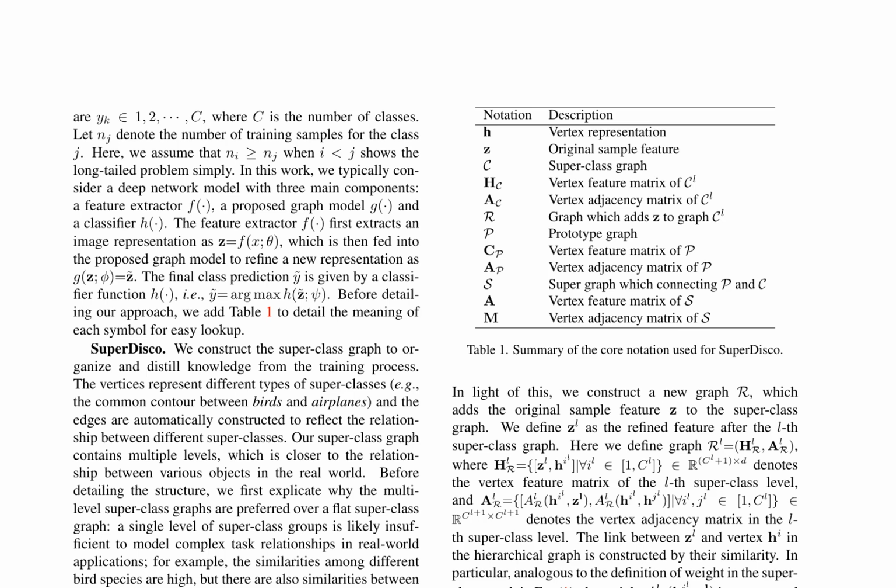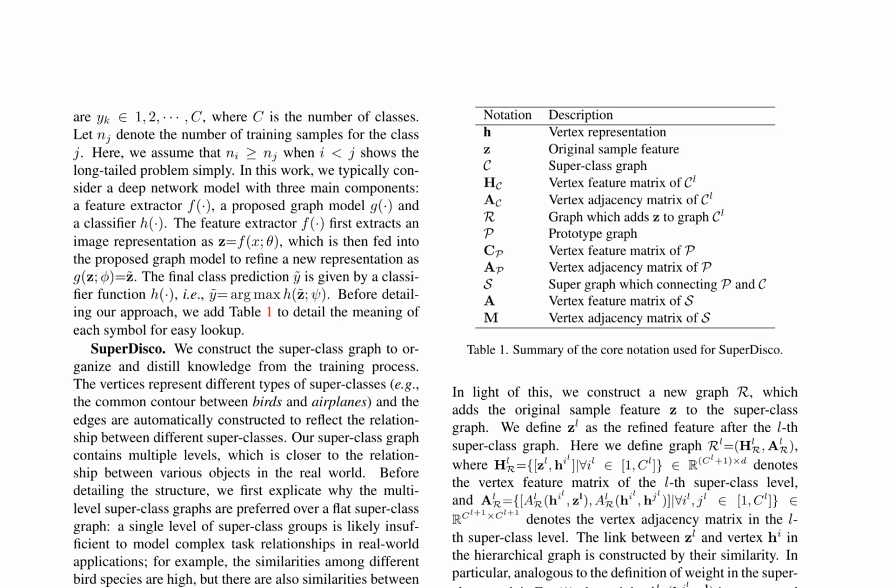The proposed SuperDisco method constructs a superclass graph to organize and distill knowledge from the training process. This graph consists of vertices representing different types of superclasses and edges automatically constructed to reflect the relationship between superclasses. A multi-level superclass graph is preferred over a flat one, as it can better model complex task relationships in real-world applications. The vertex representation is parameterized and learned during training, with initial vertex representations randomly initialized to encourage diversity.